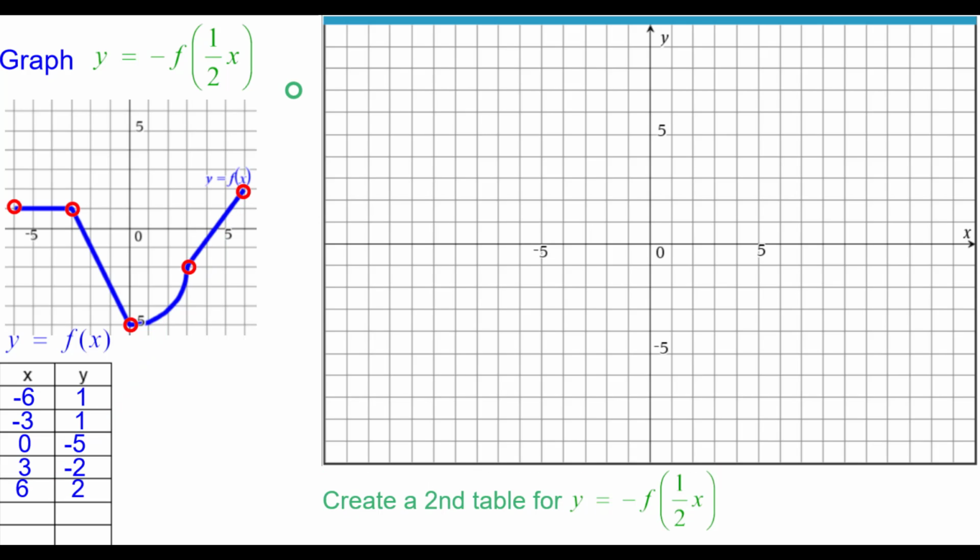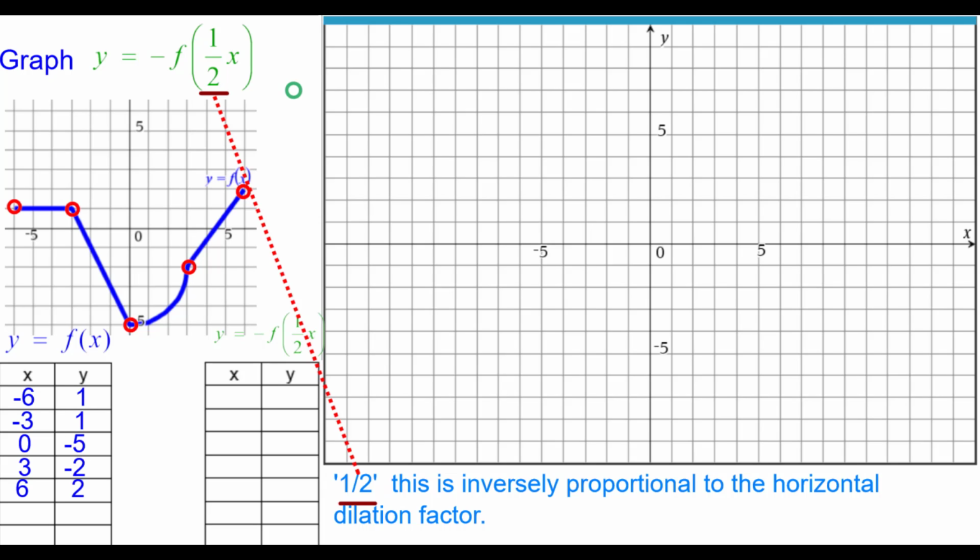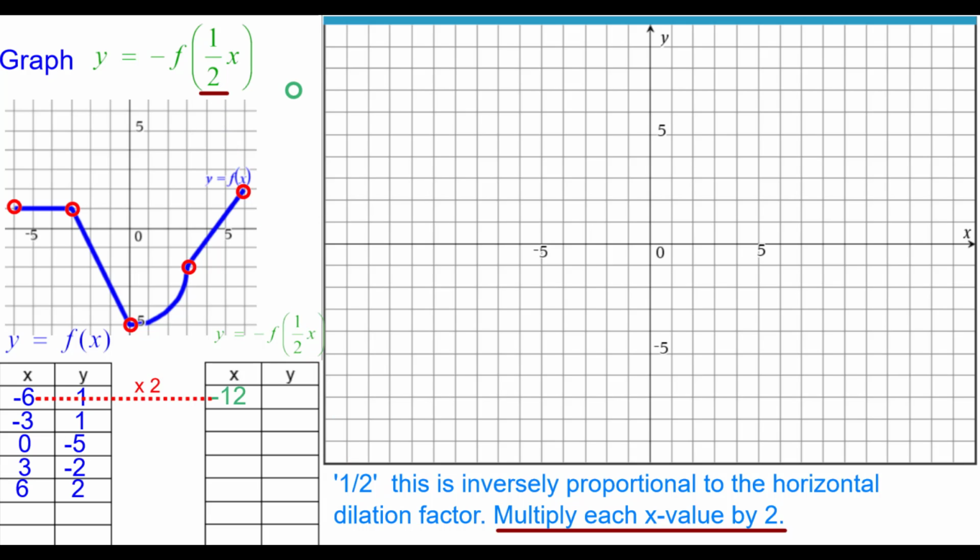We need to create a second table for the function we want to plot. So one of the parameters, 1/2, this is inversely proportional to the horizontal dilation factor, which means we multiply each x value by the reciprocal of 1/2, which is 2. So -6 times 2 is -12. And I think you can go ahead and finish the rest of these x values. Press pause to do so, resume when you're ready.